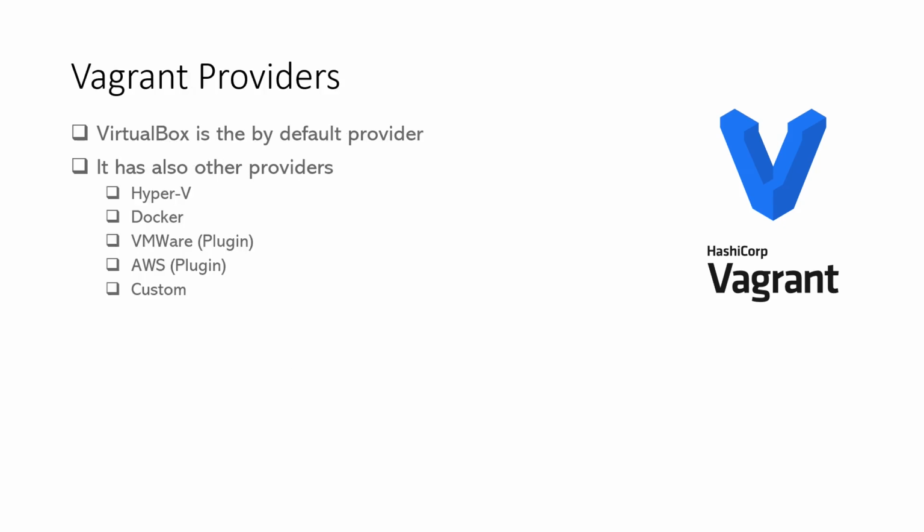As I said, it has some providers. So basically in Vagrant, the default provider is VirtualBox. It has other providers, as we discussed in the last slide, like Hyper-V, Docker, VMware, and AWS. There are custom providers as well; you can create your own providers. AWS and VMware actually require a Vagrant plugin, so they are available as Vagrant plugins, and you can use them.